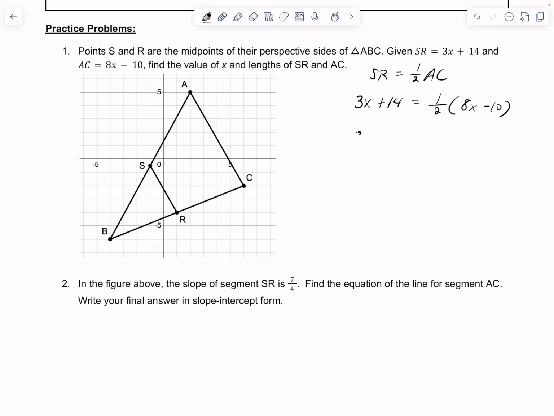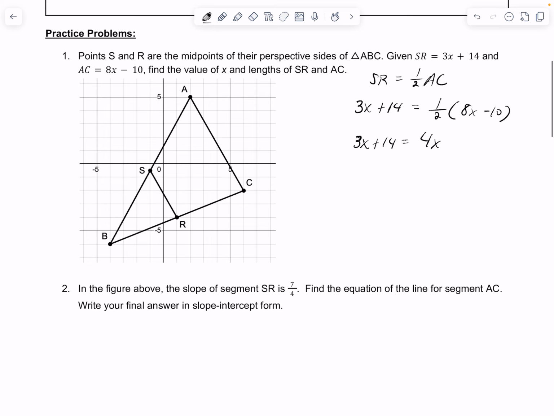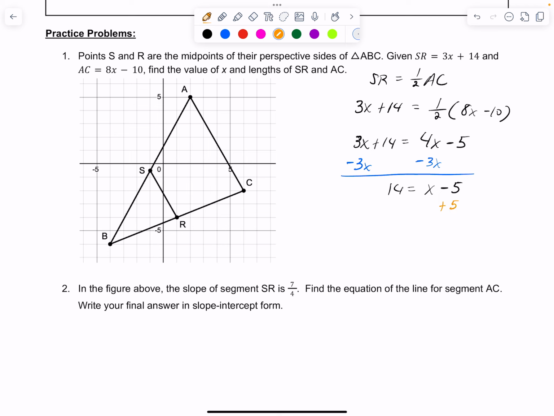I'm going to go ahead and distribute the 1/2 to the right side. So half of 8x is 4x. Half of 10 is going to be minus 5. Now I'm going to do some algebra to get my x by itself. So subtract 3x from both sides. That gives me 14 equals x minus 5. And finally, add 5 to both sides. And I get x equals 19. Okay, so we're able to find the value of x. So that's that first part. And now it wants us to find the lengths of SR and AC.